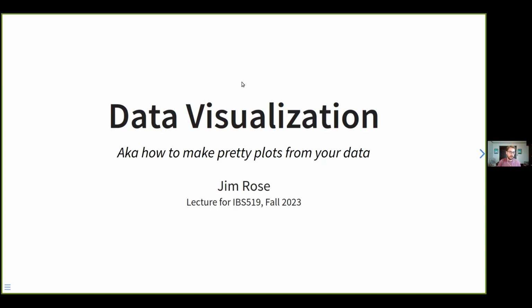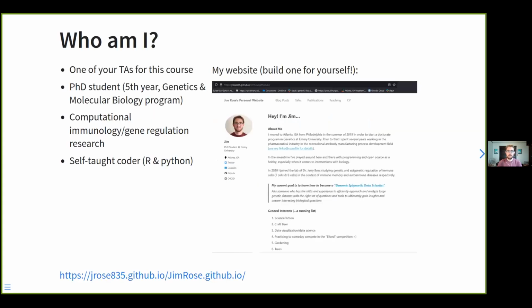But for now, let's go through a lecture on data visualization. So today I'm going to be talking to you about data visualization, how to make pretty plots with your data. It's something that all of us will end up needing to do at some point in our career as scientists and researchers. And it's an important mix of a little bit of science and a little bit of art. So we're going to get into that today.